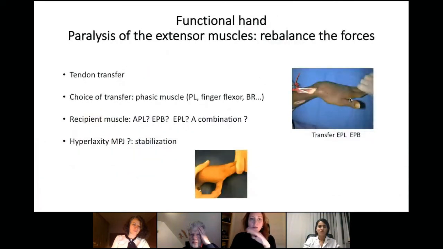Finally, for functional hands, when there is a paralysis of the extensor muscles, we must rebalance the forces. We can perform tendon transfer. We have several muscles that can be used. For the recipient muscle, we can either use APL, EPB, or EPL, or a combination, but we need to test it beforehand by pulling on the tendon and by looking at what movement the thumb can perform, and of course you must stabilize the MP joint in case of hyperlaxity.